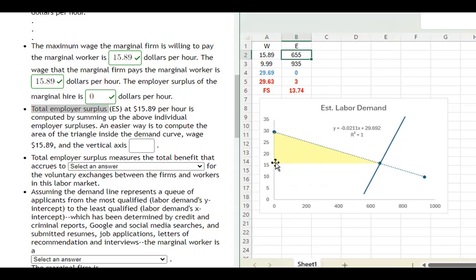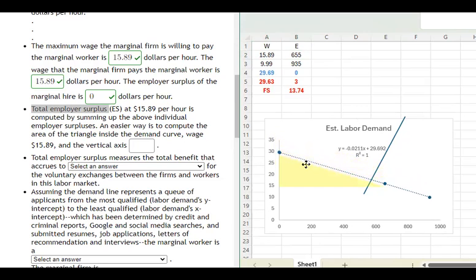The height of this edge is the difference between the intercept, 29.692, and the market wage of 1589. So we need to calculate the area of the triangle. Now, one way to think of this is as the sum of each one of these consumer or employer surpluses. We could record this value there.